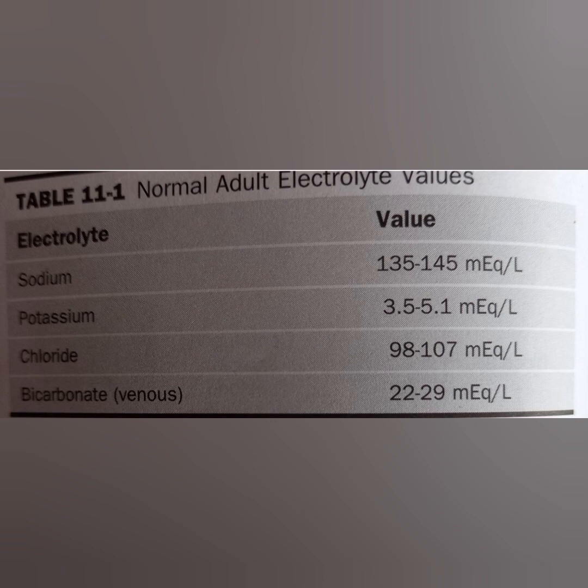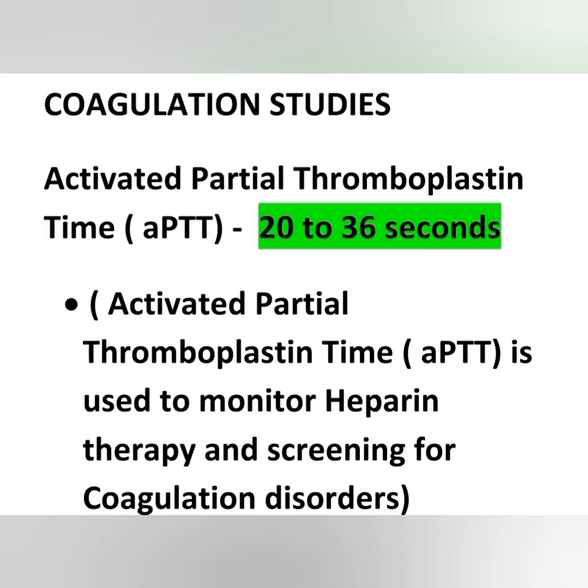Normal adult electrolyte values we can see. Sodium is 135 to 145 milliequivalents per liter, potassium 3.5 to 5.1 milliequivalents per liter, chloride 98 to 107 milliequivalents per liter, and the bicarbonate normal value is 22 to 29 milliequivalents per liter. These are the normal adult serum electrolyte values. And next we can see coagulation studies. First is activated partial thromboplastin time, that is APTT. The normal value is 20 to 36 seconds.